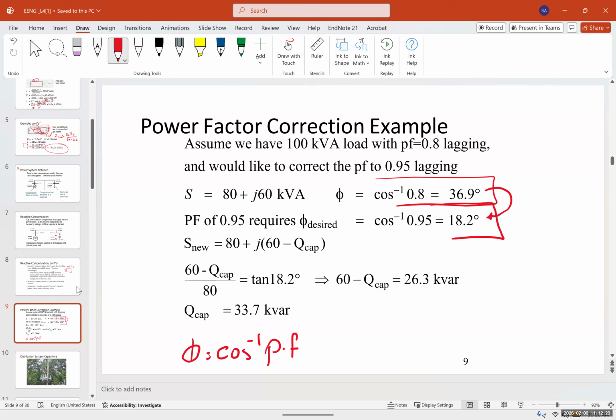Now the new apparent power would be 80 plus j60 minus Qc, the compensated or corrected reactive power. If we calculate that, it's going to be (60 minus Qc) over 80 equals tan of 18.19, which gives us 26.3 kilovolt amp reactive. So the compensating reactive power should be 33.7 kilovolt amp reactive.